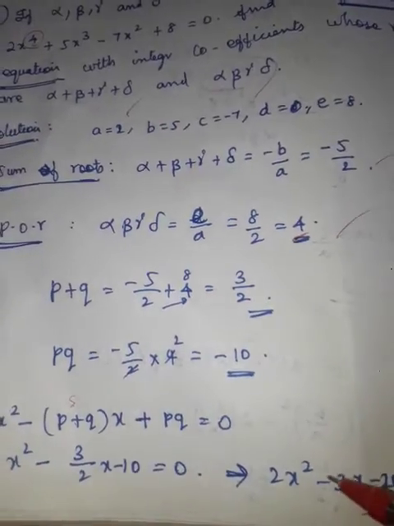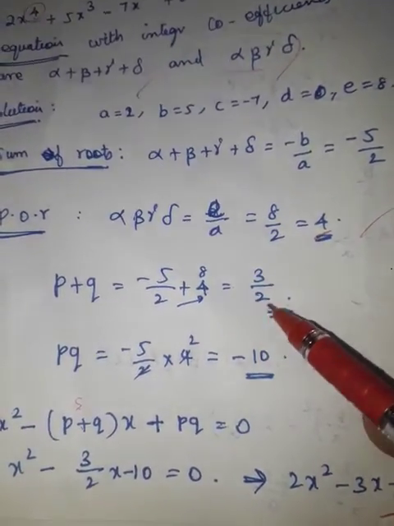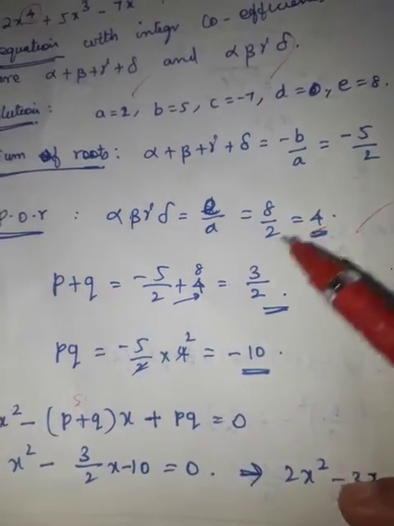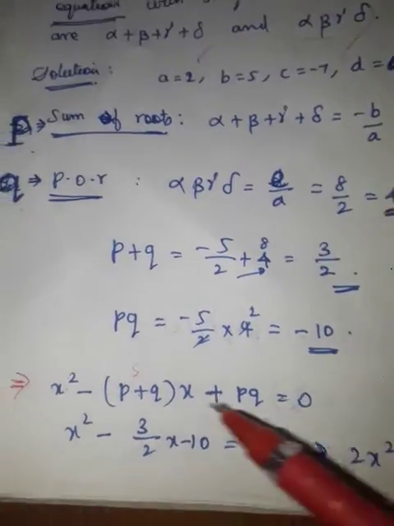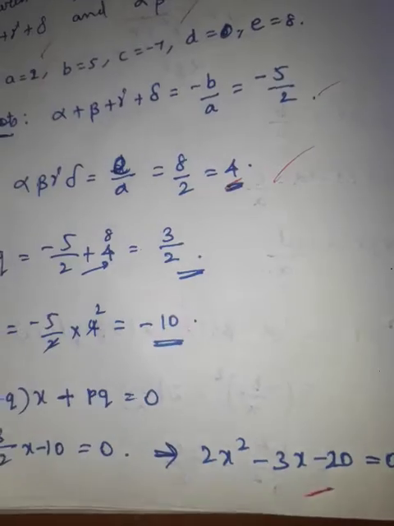Okay, the quadratic equation. So p plus q is minus 5 by 2 plus 4, we get 3 by 2. Then the multiplication pq is minus 5 by 2 into 4, so minus 10. Applying these, we get 2x square minus 3x minus 20 equal to 0.